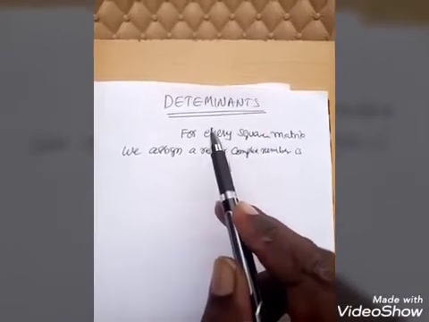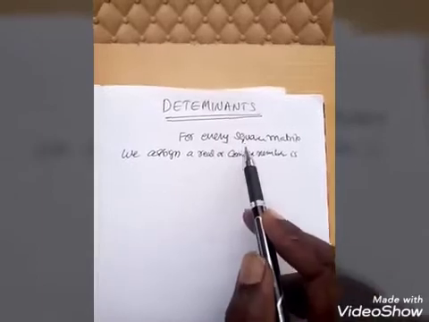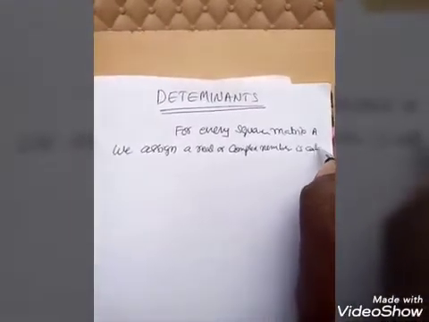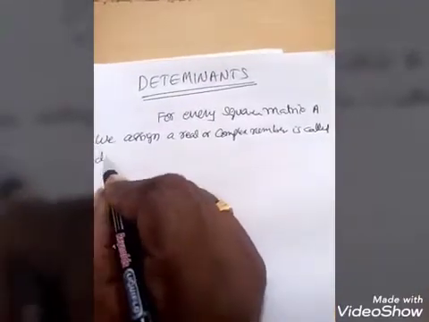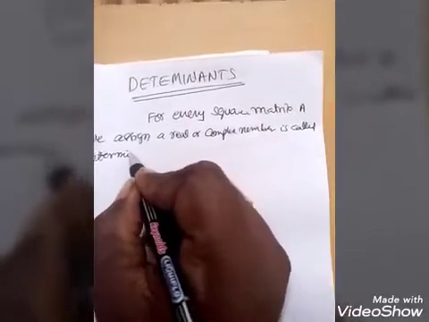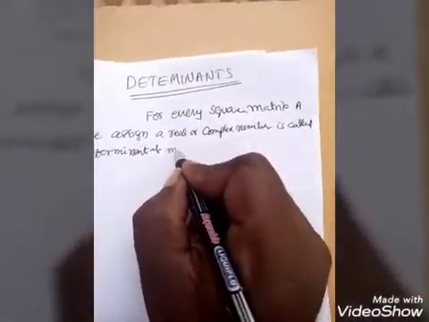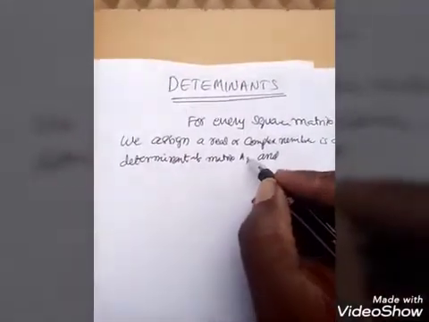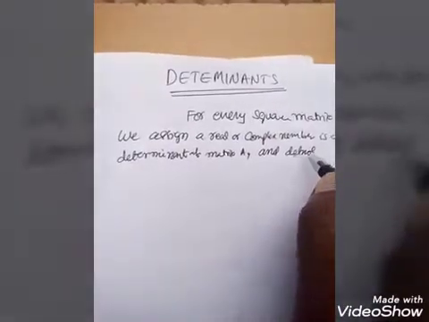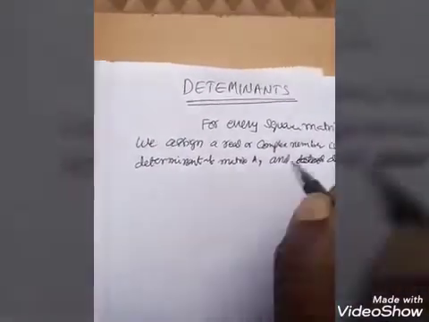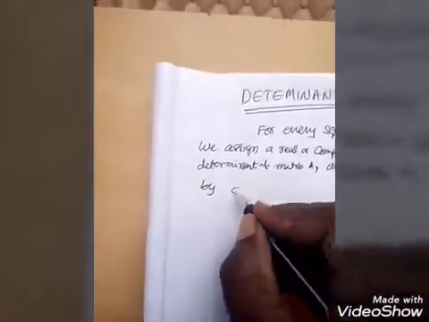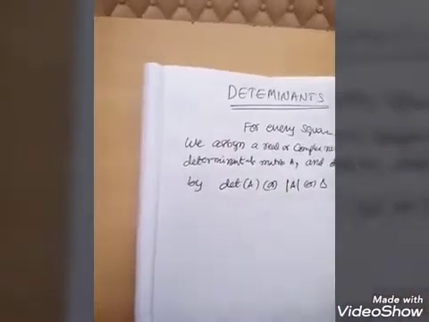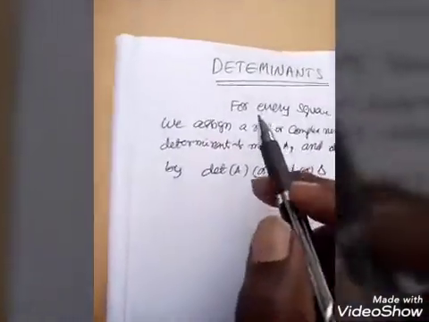First of all, a determinant is defined for only a square matrix. That's why for every square matrix A, we assign a real or complex number, which is called the determinant of matrix A, and denoted by det A or delta.